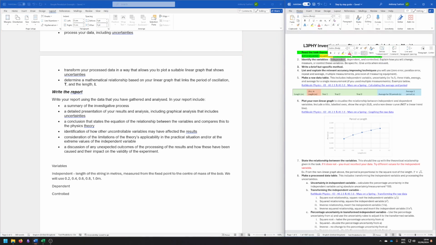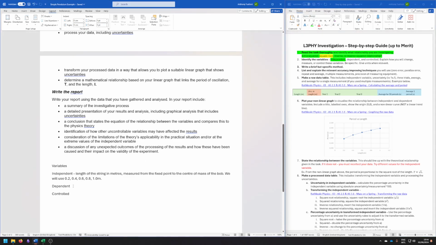So we've identified the independent variable. The dependent variable is what we are measuring, which is the time period of the oscillation, measured, how do we measure it? With a stopwatch in seconds. Being a bit specific here, we could say we will measure 10 periods and then divide by 10 for 1 period. Right, that's already jumping ahead a little bit to the accuracy improving techniques. Stopwatch is one word. There we go.